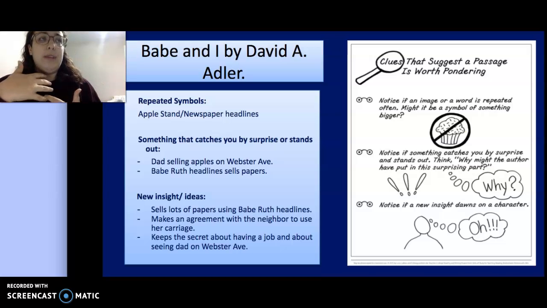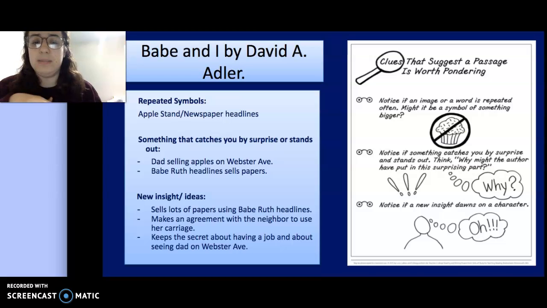If you're hearing about a certain animal all the time, like in Tiger Rising, we keep coming back to the tiger, and the tiger definitely plays a huge role in that story. In The Babe and I, the read aloud that we're doing right now, apples come up a lot, and newspapers come up a lot, and those are definitely there for a reason.